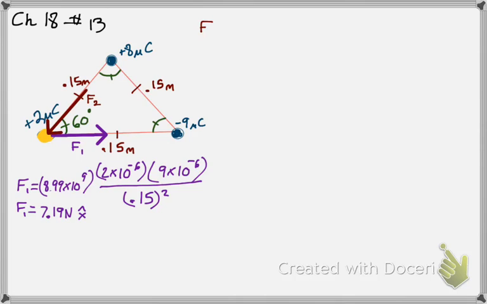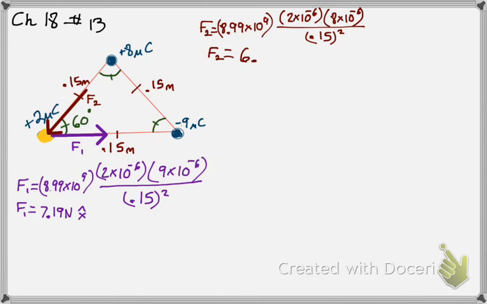F2 is at an angle, so F2 might be a little trickier. But first we find the force of F2 using the same equation, K times Q1 times Q2 divided by R squared. And when we plug that in, we find out that F2 is equal to 6.39 newtons.